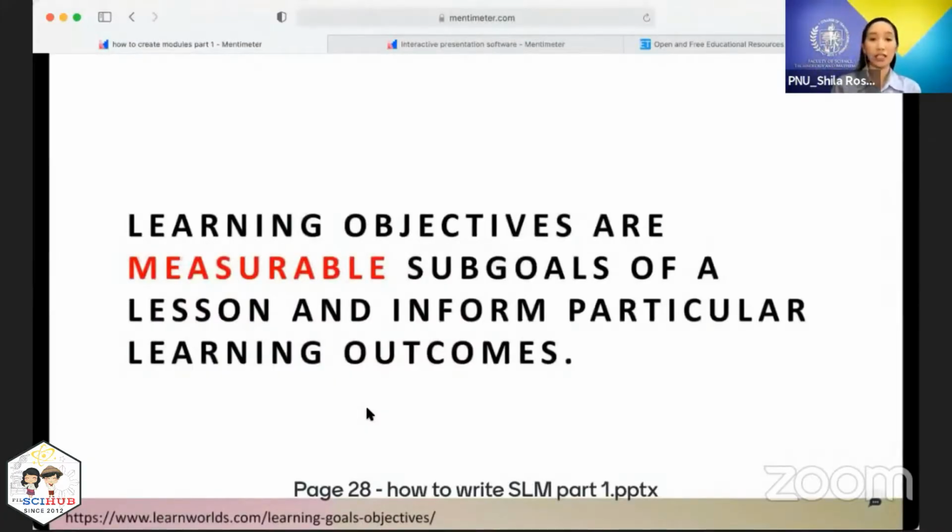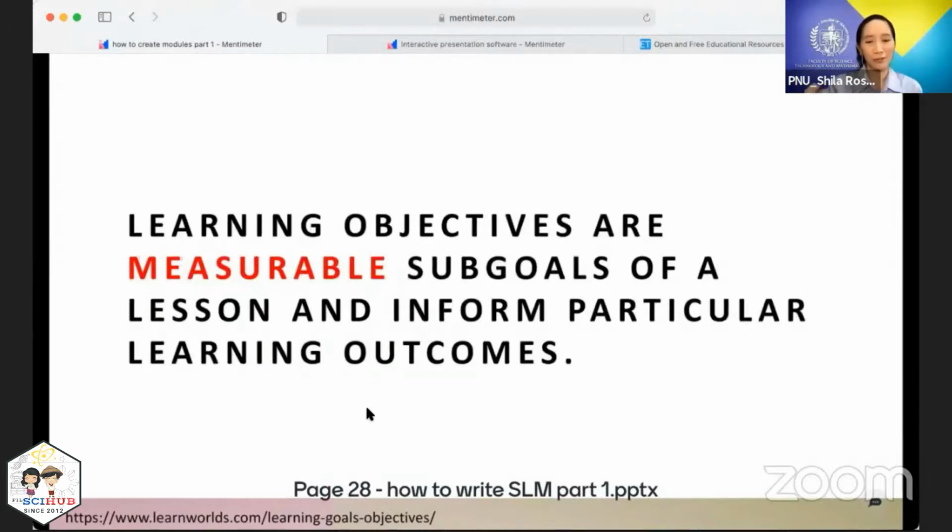Now, in the learning objectives, again, di ba? The learning goals are your competencies. The learning objectives have to be anchored in your learning competencies. Now, how do you create the objectives? Sinasabi natin, objectives have to be measurable.